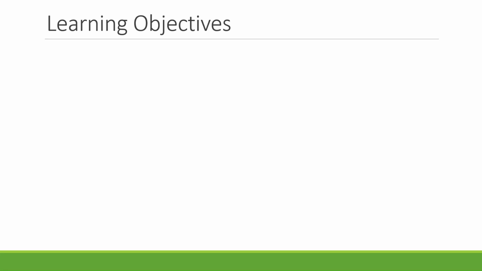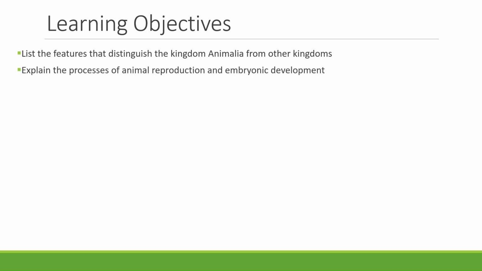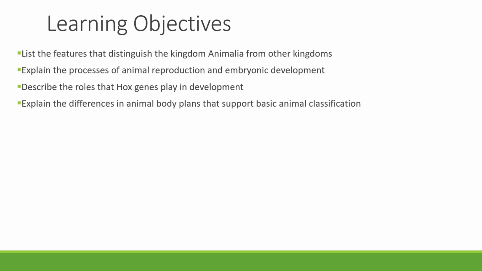Before we dive in, let's take a moment to look at exactly what we will accomplish by the end of this presentation. You will be able to list the features that distinguish the kingdom Animalia from other kingdoms. You will explain the process of animal reproduction and embryonic development. You will describe the roles that Hox genes play in development. You will explain the differences in animal body plans that support basic animal classification.